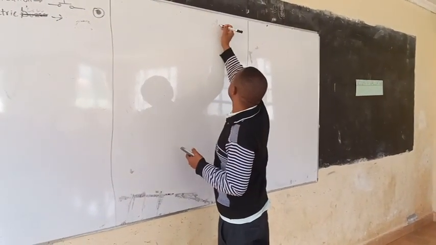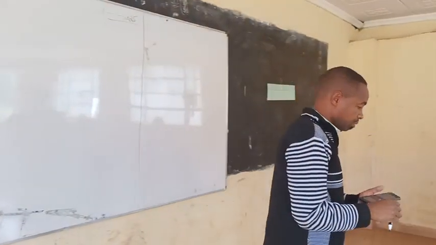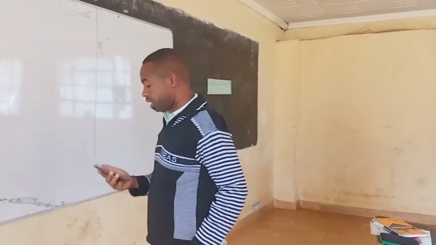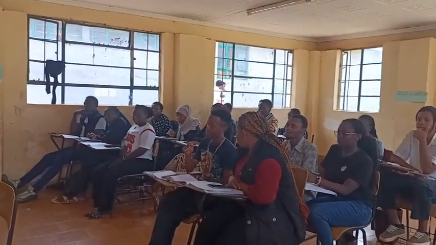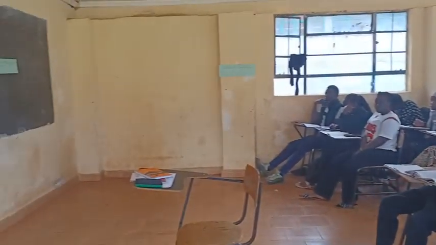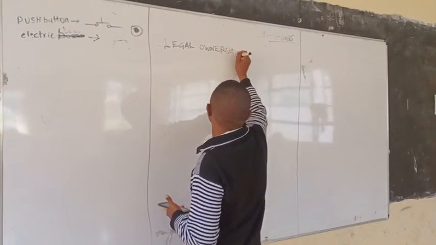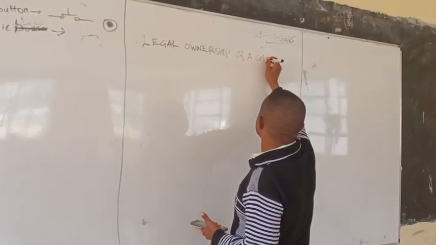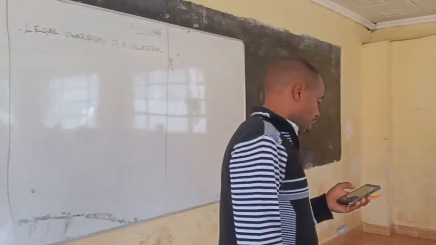What is the date today? So, we are going to look at something. Legal ownership of a collateral.